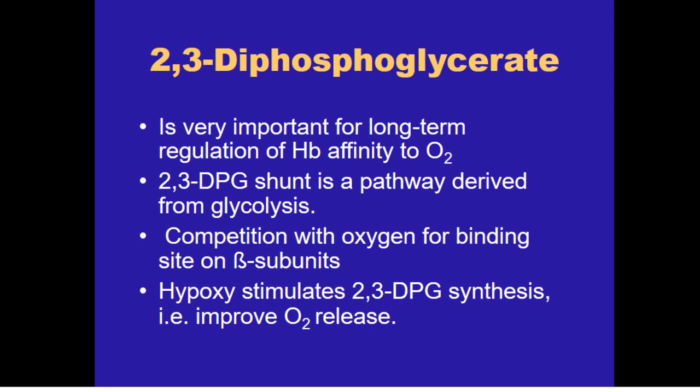Hypoxia stimulates synthesis of 2,3-diphosphoglycerate, and this will improve the release of oxygen from the hemoglobin. So if the concentration of oxygen decreases, the affinity to phosphoglycerate will also increase, and this molecule will tell the oxygen, which is tightly bound to hemoglobin, to change the strength of interaction and go to the cytosol of the cell.